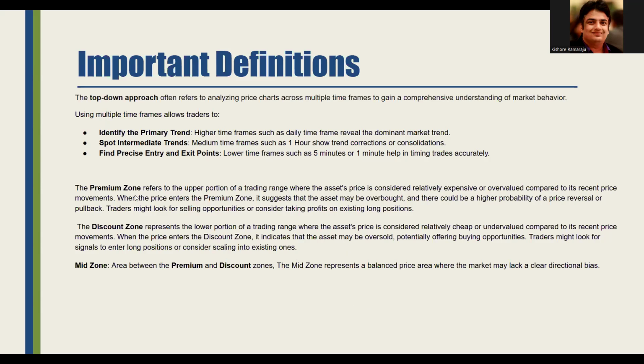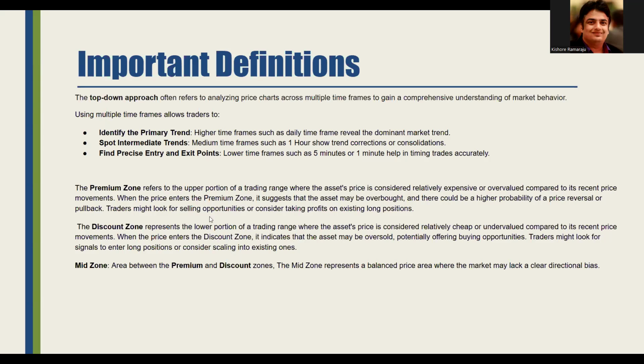So generally, whatever time frame you look in, whether 5 minute, 15 minute, 1 hour, 4 hours, daily, the price will always move between these zones: the premium zone, discount zone, and mid zone. If it is generally a bullish stock, from discount it will go to premium. From premium it will come to the midpoint, and again it will go up. Again it will come to the midpoint. Again it will go up. So it will not come all the way back to the discount zone.